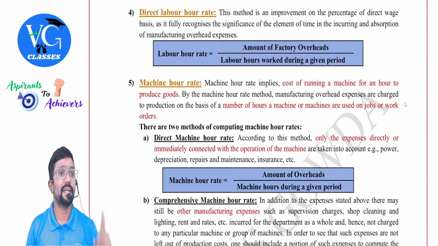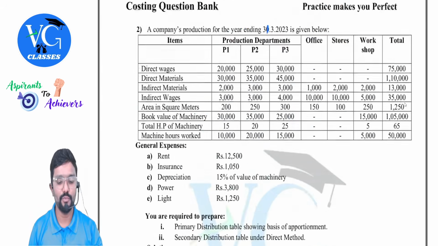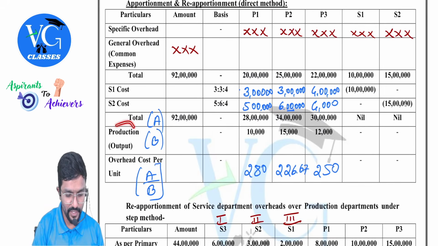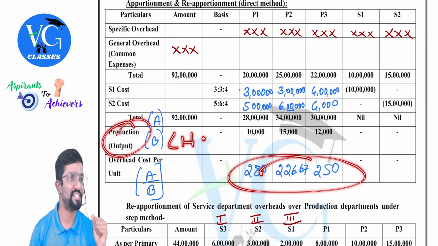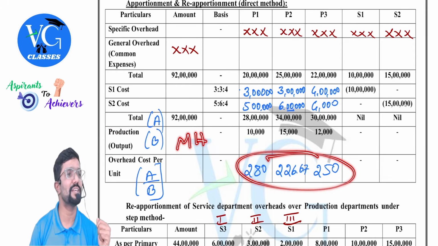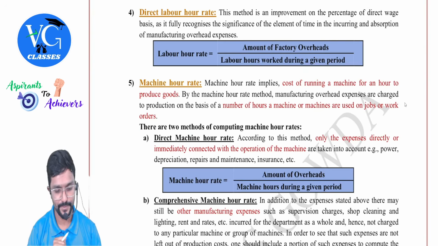Next, direct labor hour rate. I told you, instead of taking the output, guys, if labor hours are taken, then we call this the labor hour rate. Sir, instead of taking labor hours, what if I take machine hours? Then whatever I get is called the machine hour rate, guys.